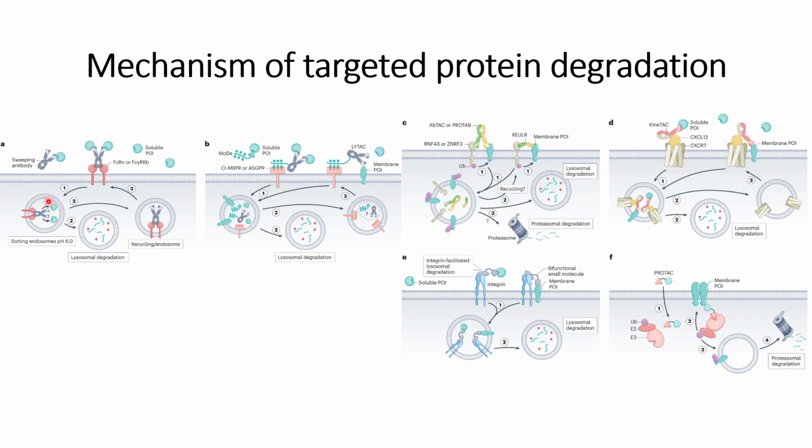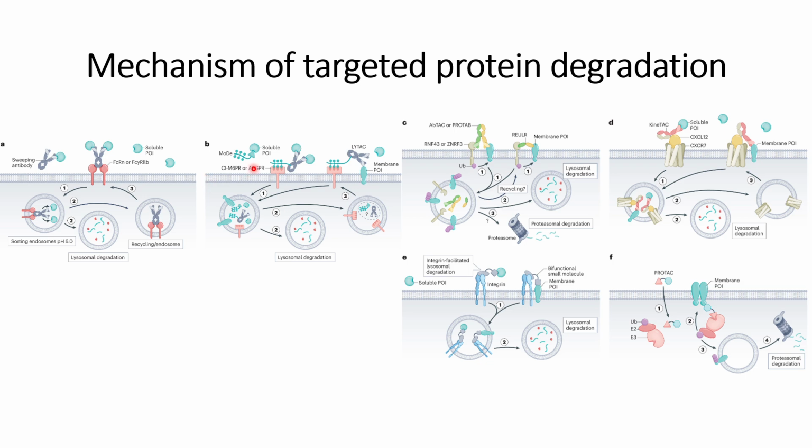First it will go to the sorting endosomes, and from there it will go to lysosomal degradation through this pH adjustment. And during this lysosomal degradation, what will happen? Only the protein of interest will be degraded, whereas the receptors will get recycled back.